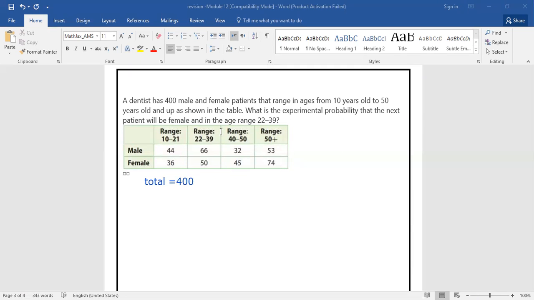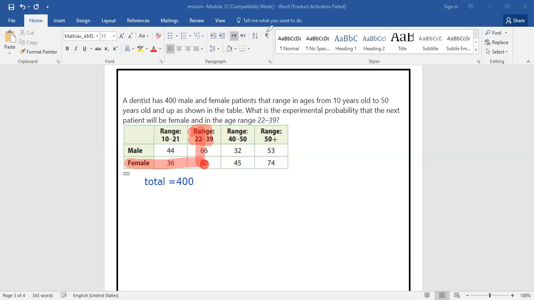It will be 50 over 400. Yes, 50 over 400, and in simplest form, 1 over 8. And it will be unlikely. Very good, very good. So we will go with the range 20 to 39, and then with female, so we will try to find the intersection.